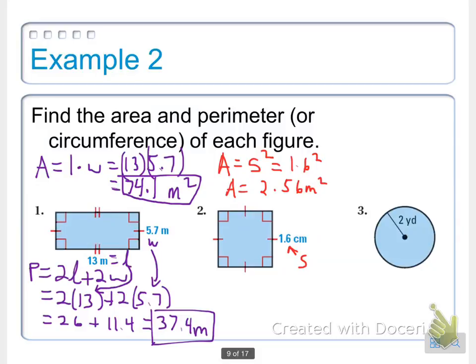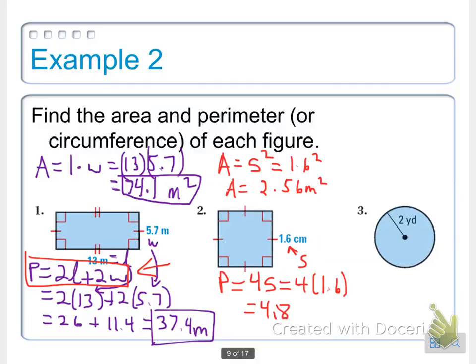Okay, and the perimeter of a square, if you want to use that formula, you can use this formula here that we used if you wanted, because a square is a special kind of rectangle. But I'm going to use the square formula, which is 4 times S. So that's 4 times 1.6, which is 4.8. Now, perimeter is in meters. Again, perimeter is in meters because it's a one-dimensional unit. Area is a two-dimensional unit, so it gets to the second power.